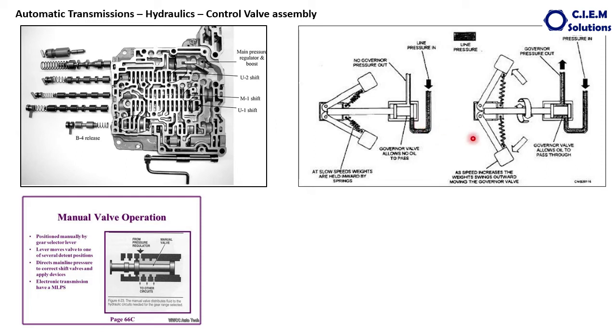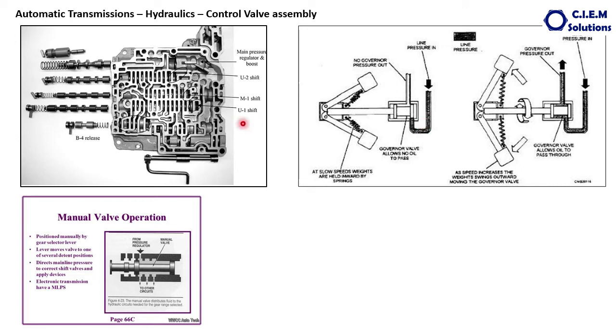The main job of the centrifugal governor, in relation to the load on the wheels of the vehicle or the output shaft, is that it sends signals to the shift signal valves to upshift or downshift the gears.